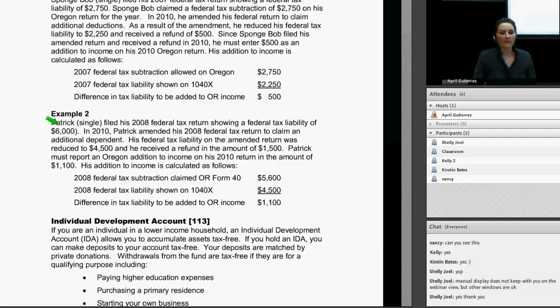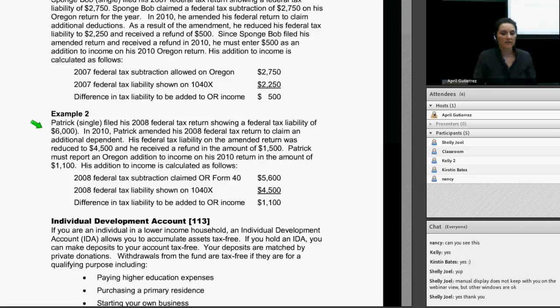That difference being the addition amount. Here's a second example. This case, Patrick, also a single filer. He filed his 2008 federal tax return showing a federal liability of $6,000. That's more than the maximum amount allowed in 2008, right? So what's the 2008 subtraction?